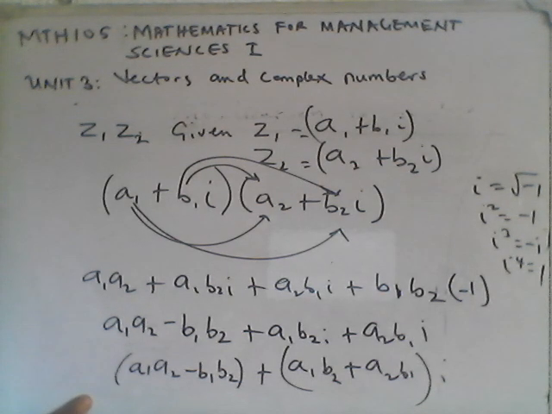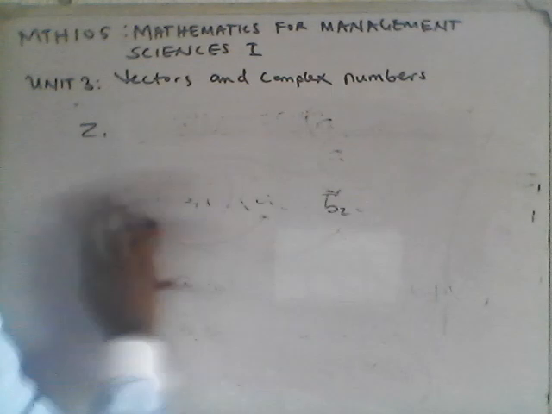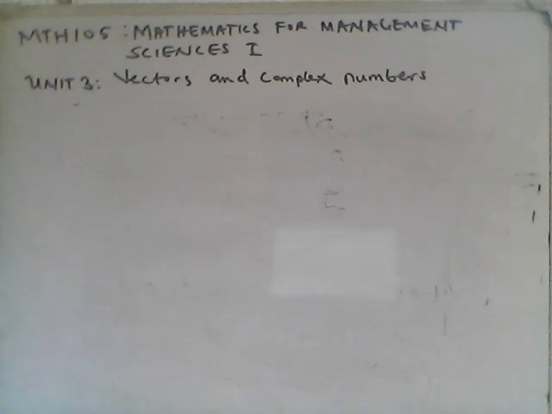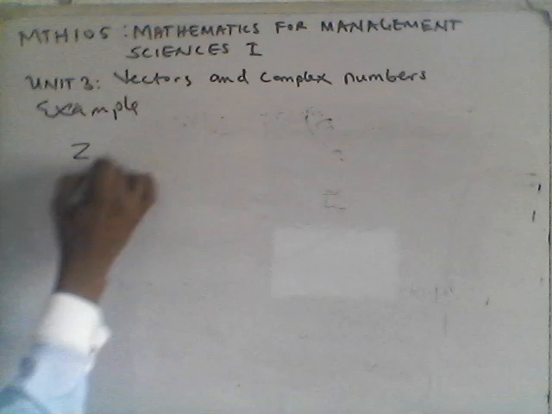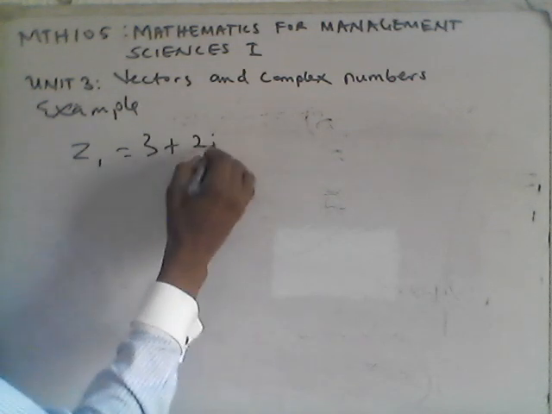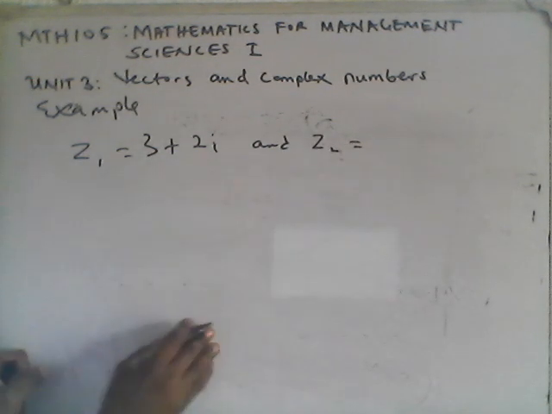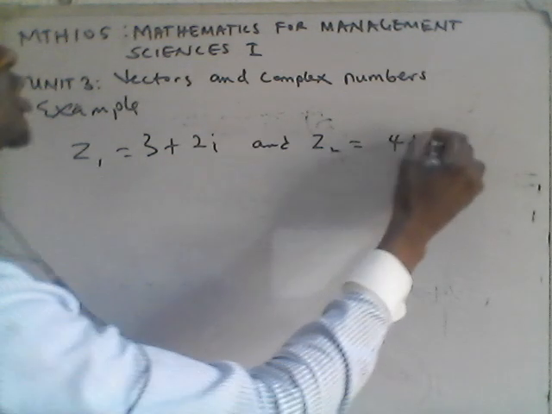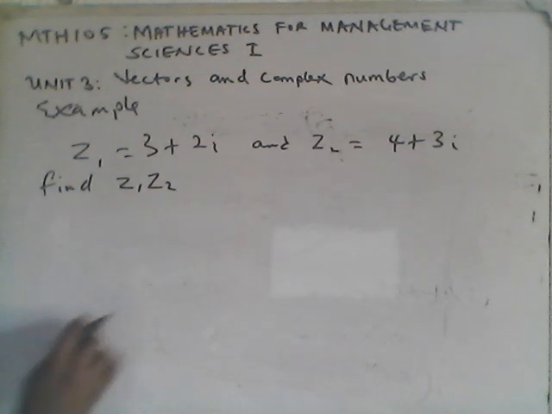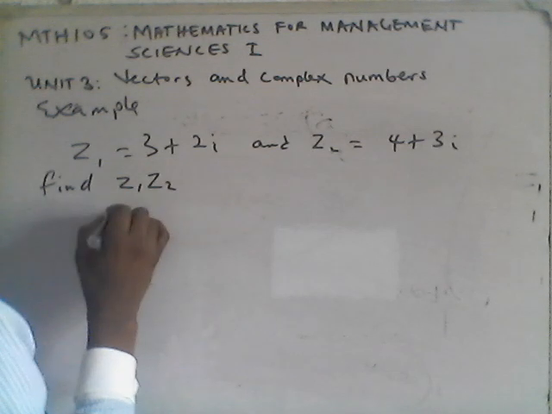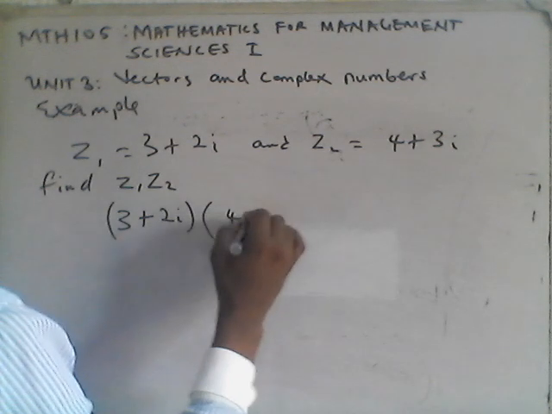Let me give you some practical examples. So if I have, for example, z1 is equal to 3 plus 2i, and z2 is equal to 4 plus 3i. Find z1 times z2. So we are multiplying, right? Okay, so we'll bring out the complex numbers. The first one is 3 plus 2i, bracket, close bracket, then 4 plus 3i.